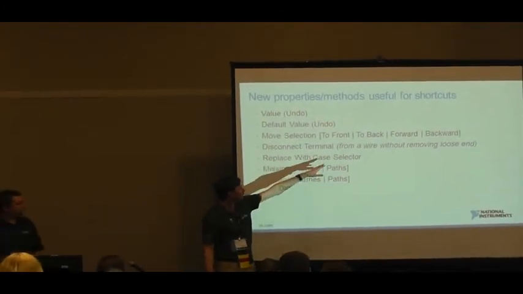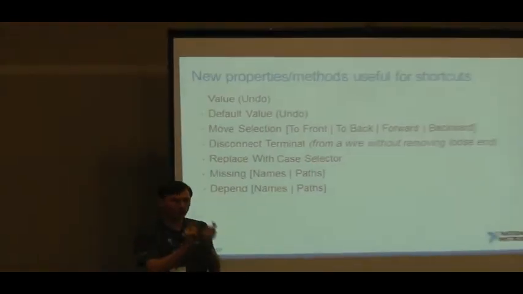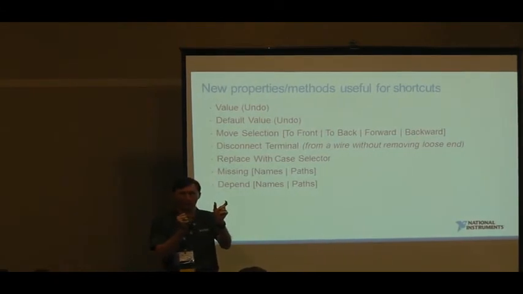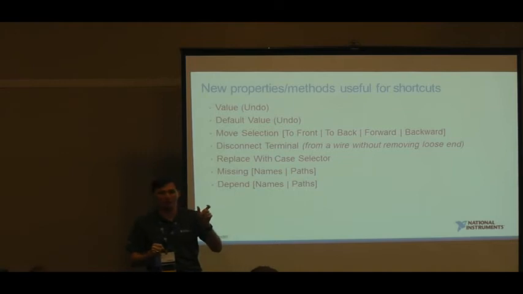Disconnect terminal from a wire without removing the loose end. Sometimes you want to delete a terminal and you have that little bit of loose end. You expect to be able to grab the wire, but if it's short enough, LabVIEW automatically removes it for you. This function will remove the terminal and leave even a little snippet, which often makes your scripting code a lot easier to write because you don't have to worry about the case where it just evaporated out from under you.